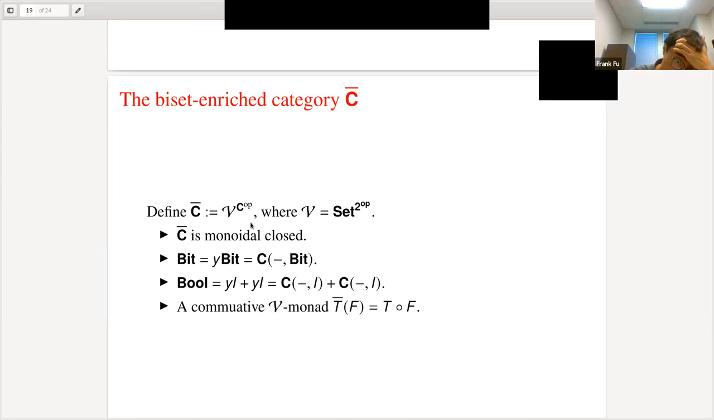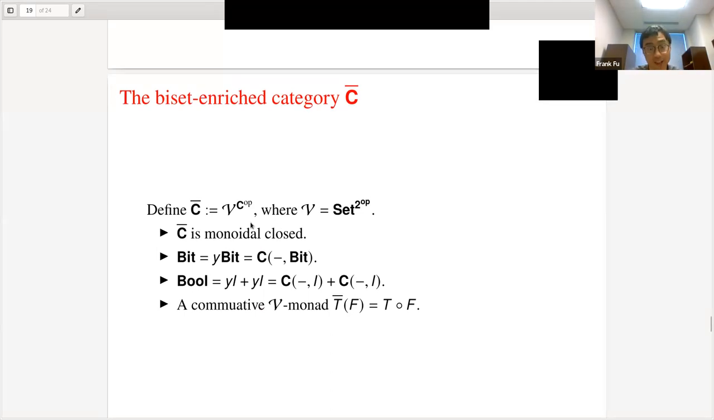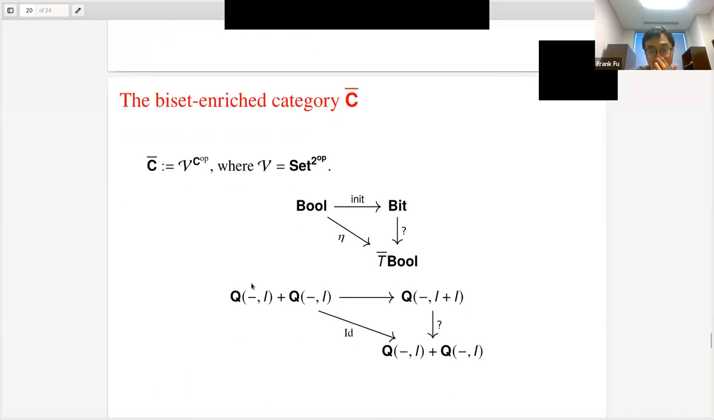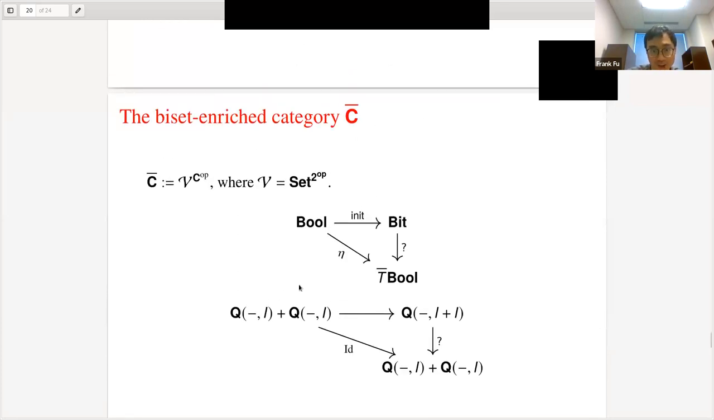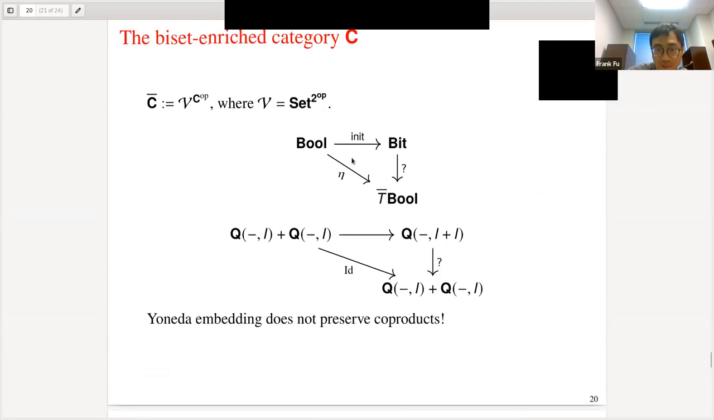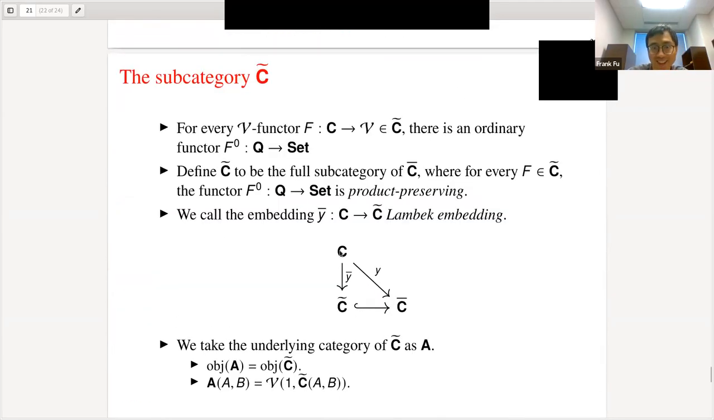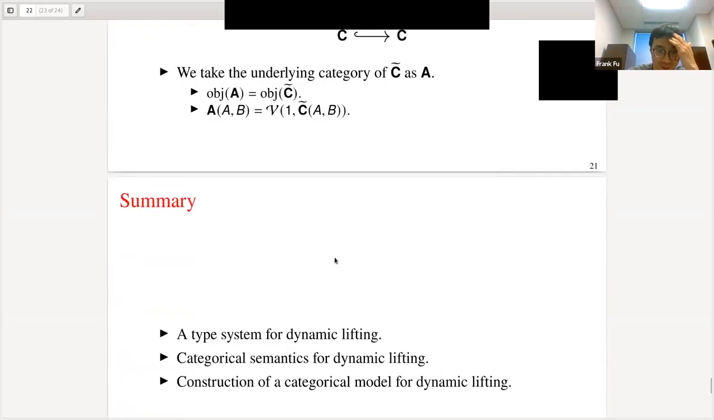I will skip the details, but the idea is that the Yoneda embedding is very nice and it almost works, but in the end it does not, because we have to require dynamic lifting to satisfy this diagram. But for this diagram to commute, somehow the Yoneda embedding does not preserve coproducts. So we actually do not have this commutative diagram. So we have to resort to a more complicated construction that takes a subcategory of the Yoneda embedding to make this diagram commute. So that's roughly the story about the categorical construction.